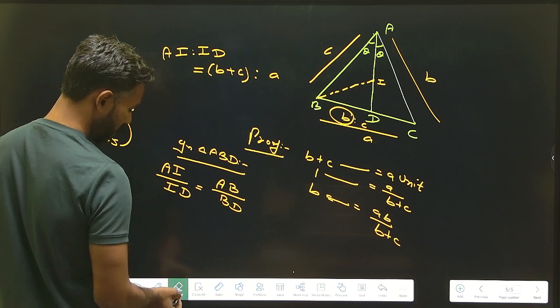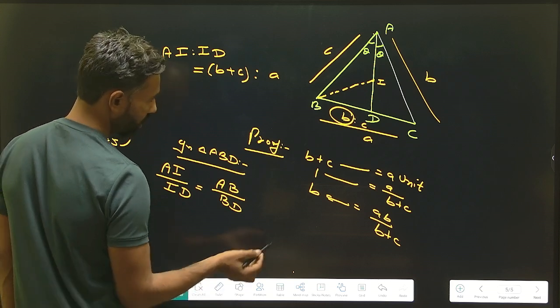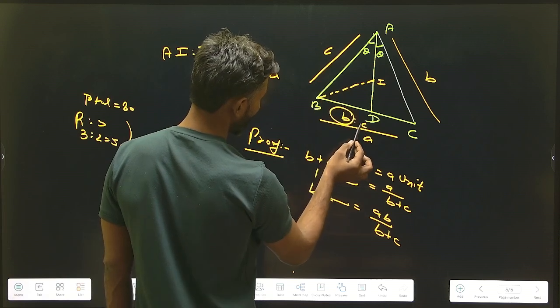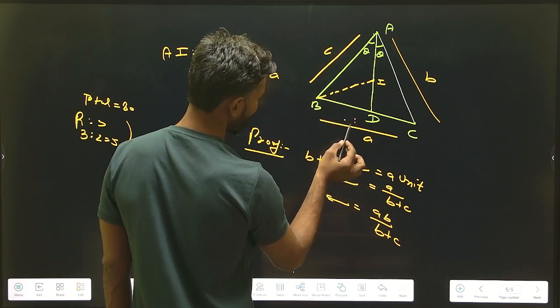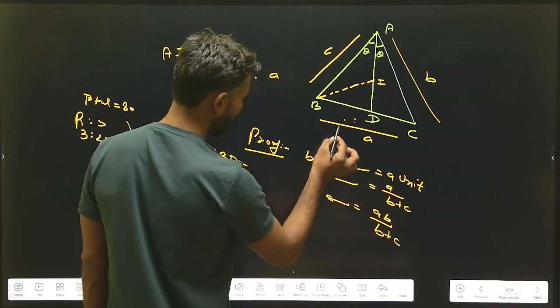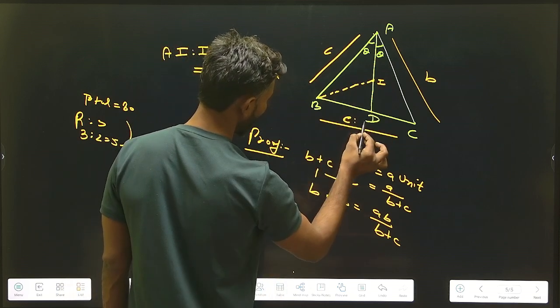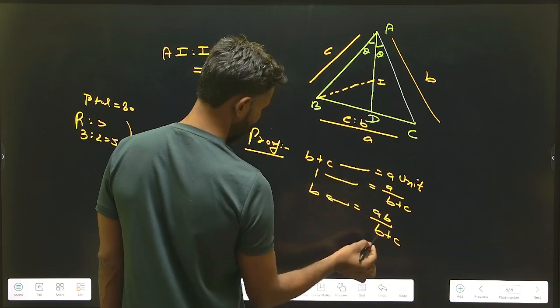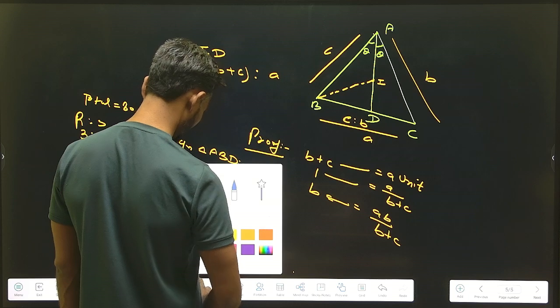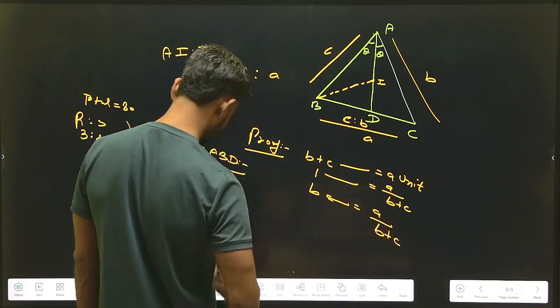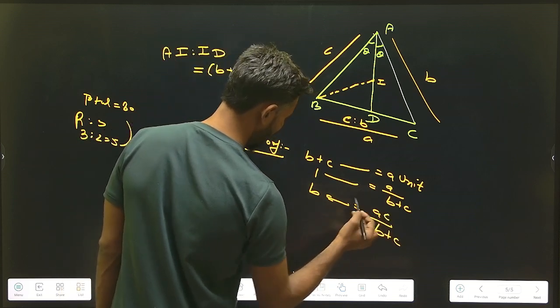Okay, I made a little bit of a mistake. The ratio will not be B ratio C here. The ratio will be C ratio B. I just wrote it in reverse order. And here the value will be C. This was a little bit of a mistake.